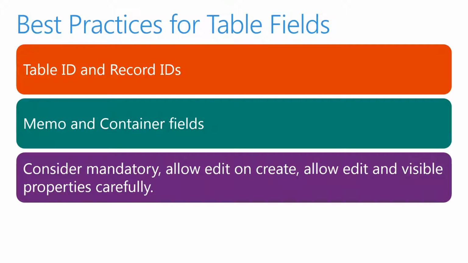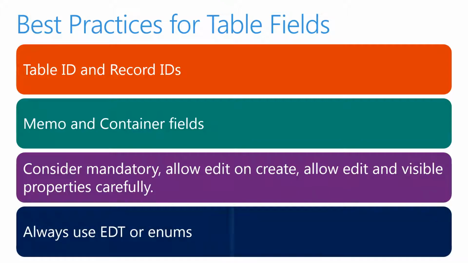When configuring field properties, you should exercise caution when setting the mandatory, allow edit on create, allow edit, and visible properties of the field. These properties control user and developer access to fields, so you need to consider the possible side effects of constraining when a field can or should be edited or viewed. And lastly, you'll always use extended data types or enums for your table fields. By setting properties on an enum or EDT instead of directly on a table field, you are increasing reusability and decreasing potentially redundant development work.